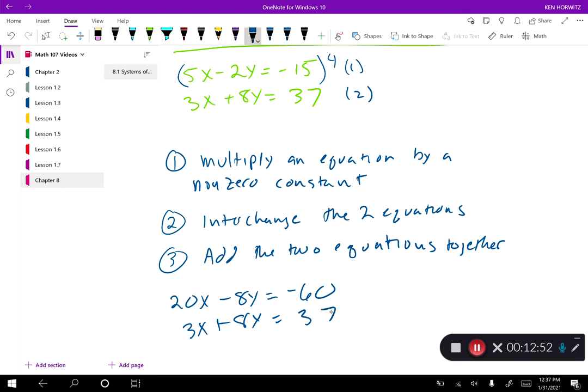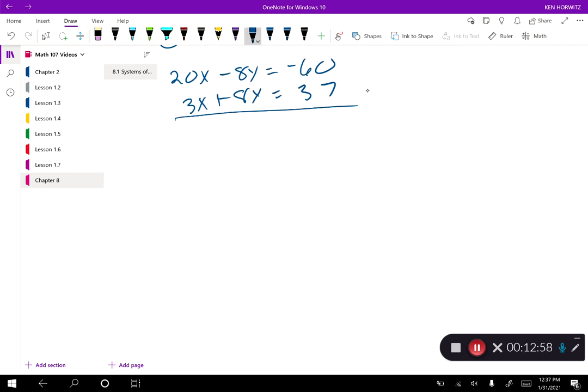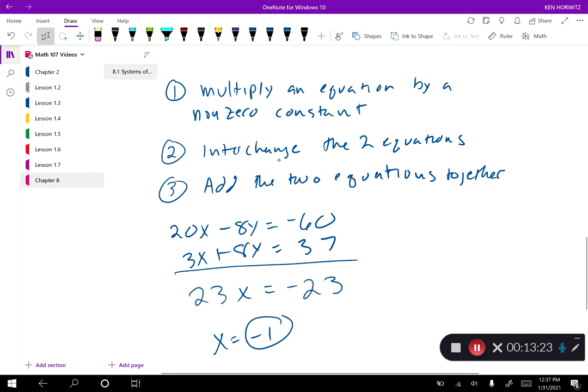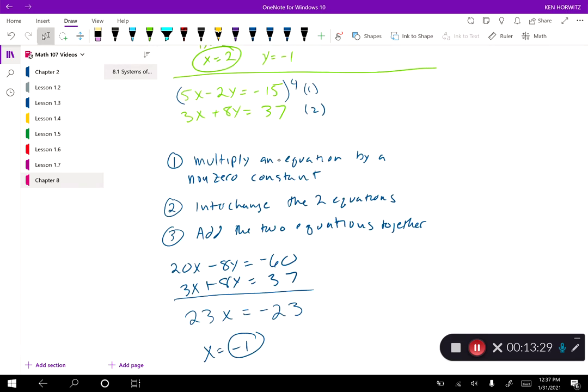All right, now I want to add the two equations together. The reason I multiplied was to get my y's to look like this. I've got negative 8y and positive 8y, and they add up to 0. But my x's add up to 23x, and it equals not negative 27, negative 23. So x equals negative 1. Now you can take this negative 1 and plug it back into either one of the original equations. So at this point, why don't you pause the video, plug it in, and let's see what our solution is.